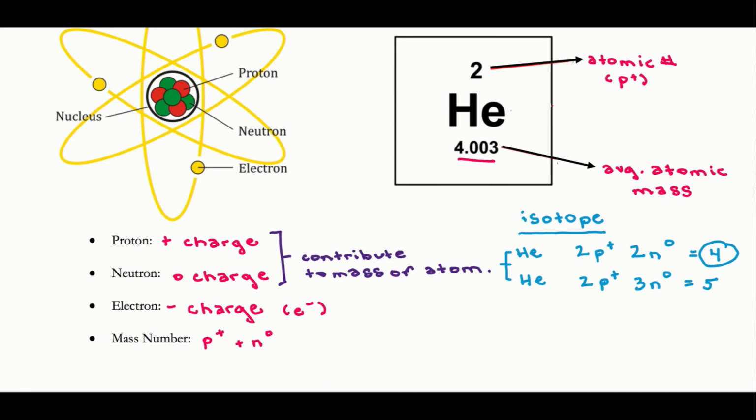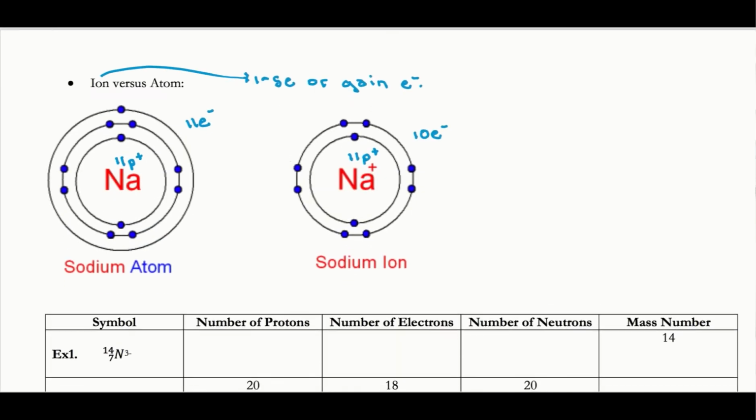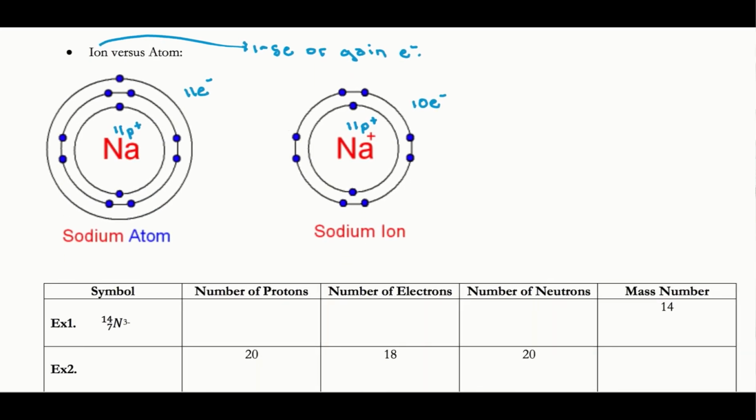And multiple isotopes of an element can exist, and the way that we show the relative abundance of those different isotopes is with the average atomic mass that you see on the periodic table. And lastly, if you change the number of electrons, you will get what's called an ion. So an ion can be positively or negatively charged. If you lose electrons, it'll become positively charged. If you gain electrons, it'll become negatively charged because electrons are negatively charged.